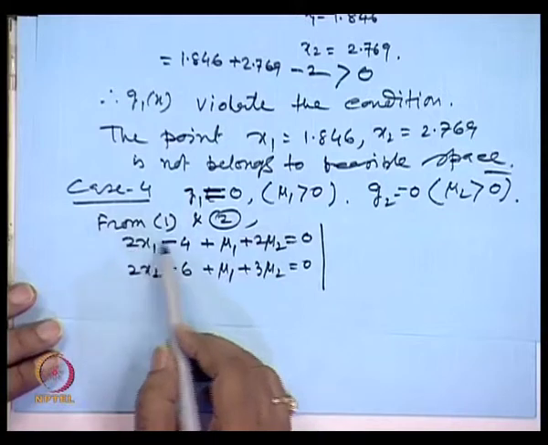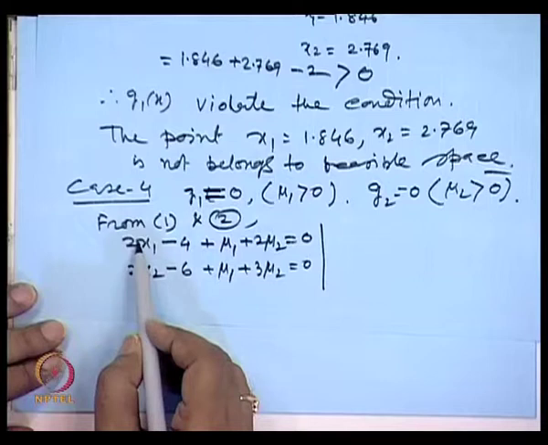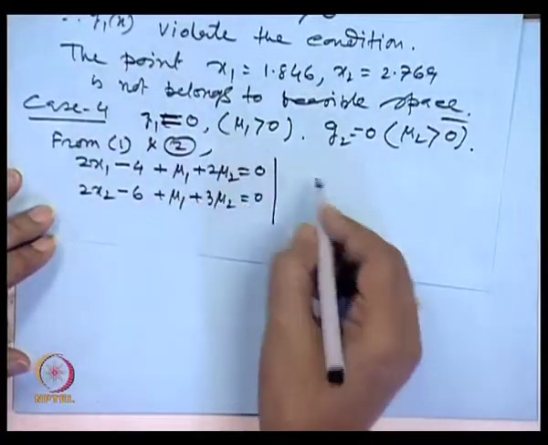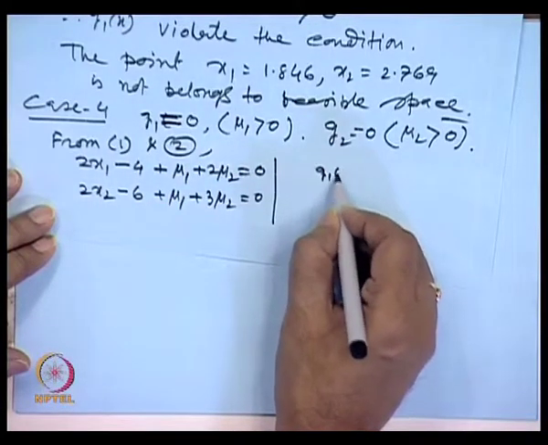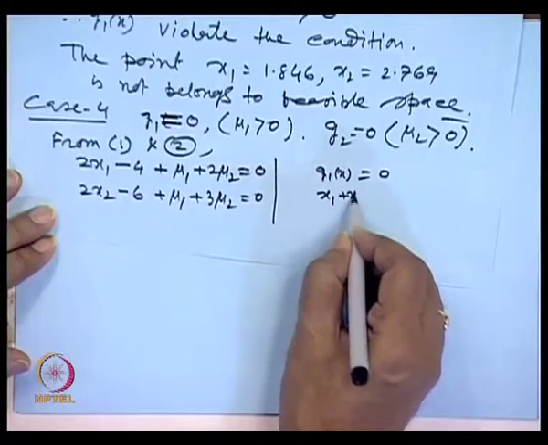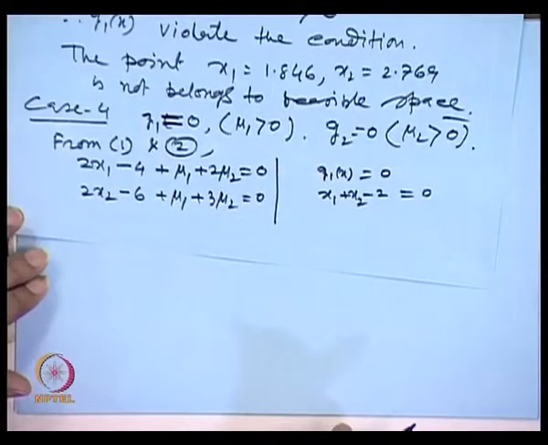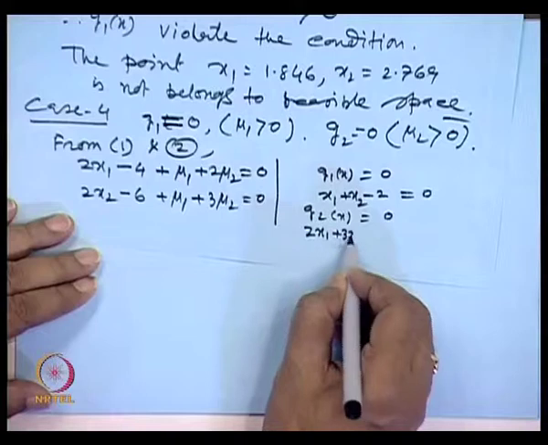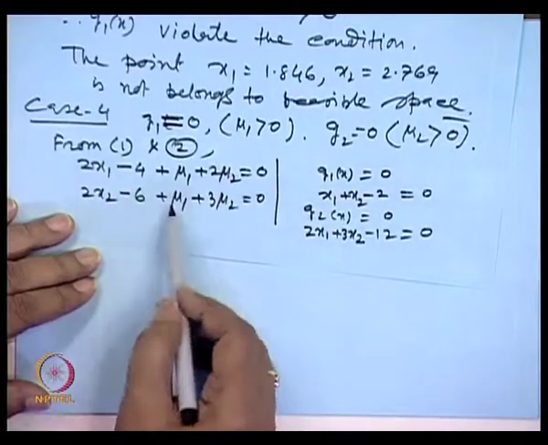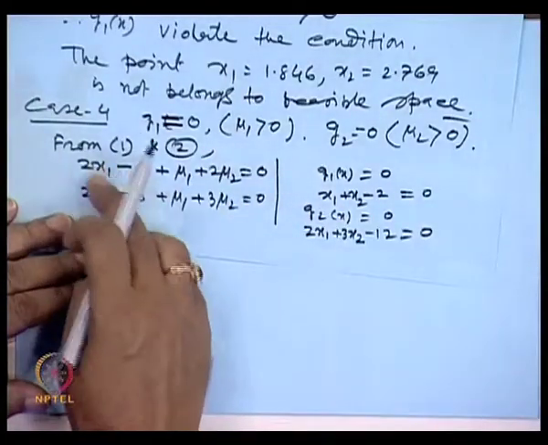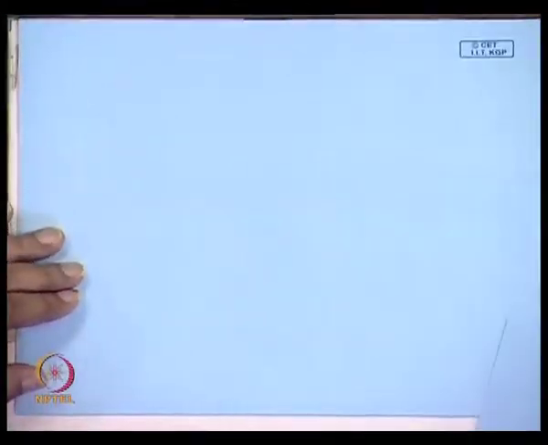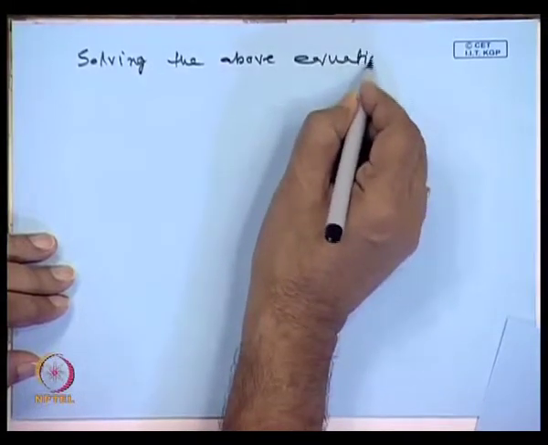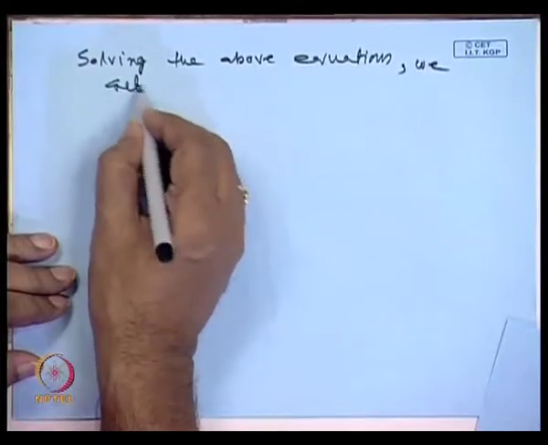So, how many variables are there? x 1, x 2, mu 1, mu 2. So, you have 4 variables, agree. Now use these conditions: we consider G 1 is 0, which means x 1 plus x 2 minus 2 is equal to 0, agree. And G 2 is 0 means 2 x 1 plus 3 x 2 minus 12 is equal to 0. So, you have 4 equations and 4 unknowns: x 1, x 2, mu 1, mu 2. So, solving the above equations, we get, agree.